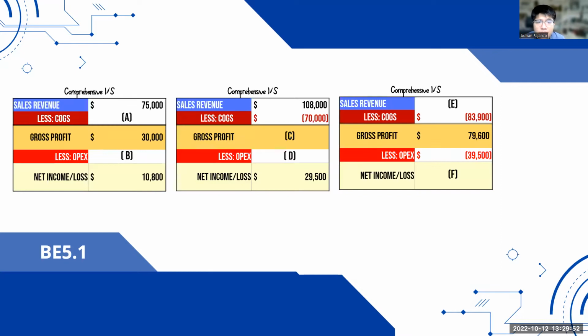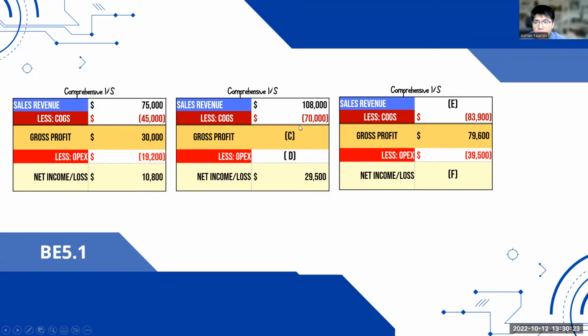It's actually very straightforward. So you have your missing accounts and let's try to solve for them. So number one, in order to get your COGS, it's just basically 75,000 minus 30,000, right? Equals 45,000. And then for your OPEX, it's just basically gross profit minus your net income of 10,800 will give you your 19,200. So for the second set, basically gross profit naman yung wala.